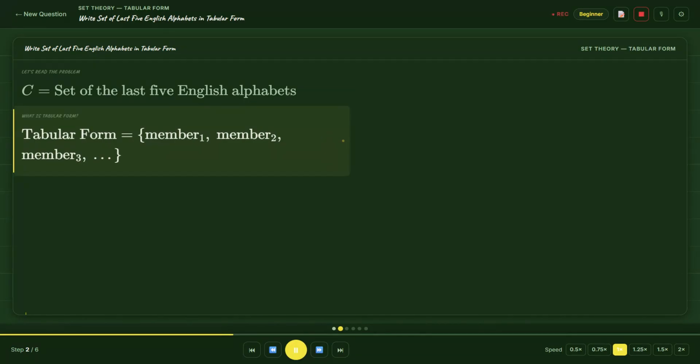First, let's remember what tabular form means. It just means we write all the members of our set inside these curly brackets. We put commas between each member. That's it.